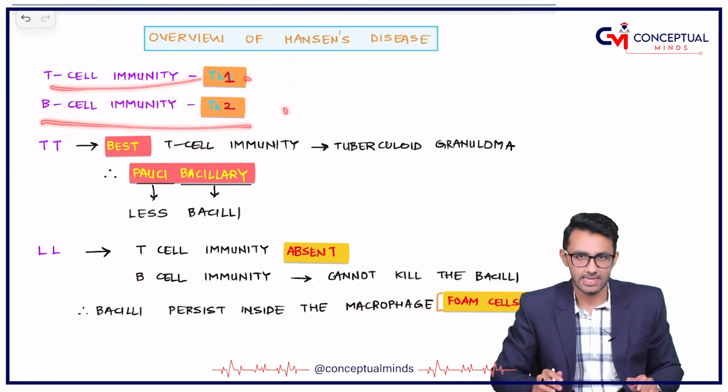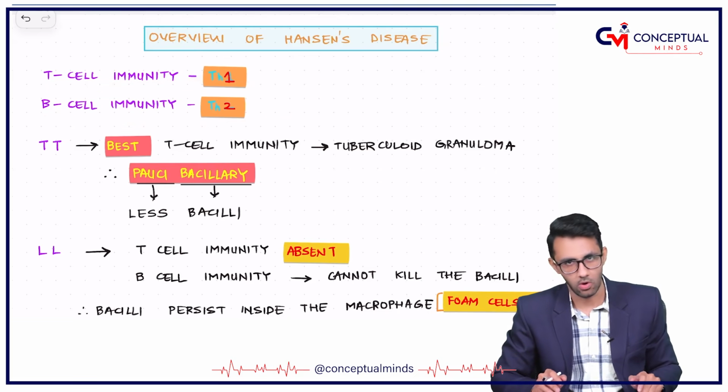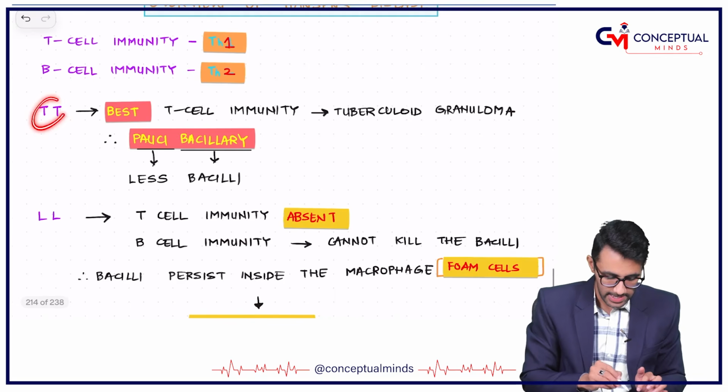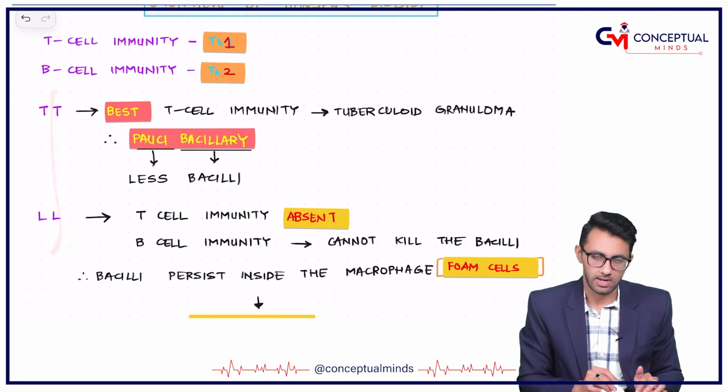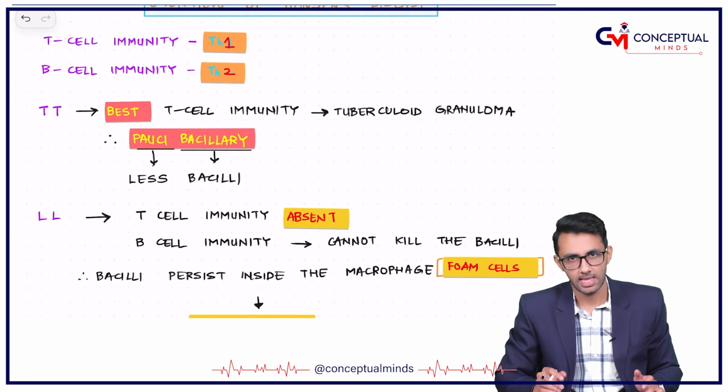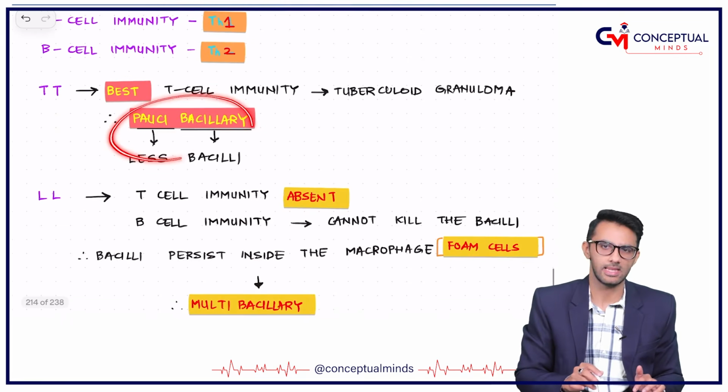How about the T cell? The T cell is Th1, B cell is Th2. Okay. Fine. TT and the other one, these are two examples we saw. About TT, this is the best immunity, and this is the one which will have paucibacillary, less bacillary.